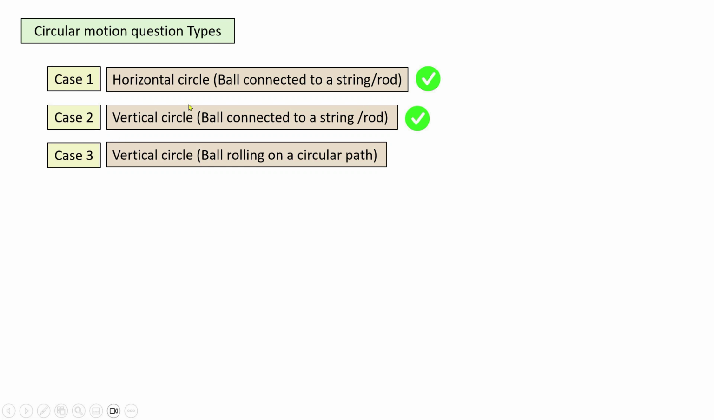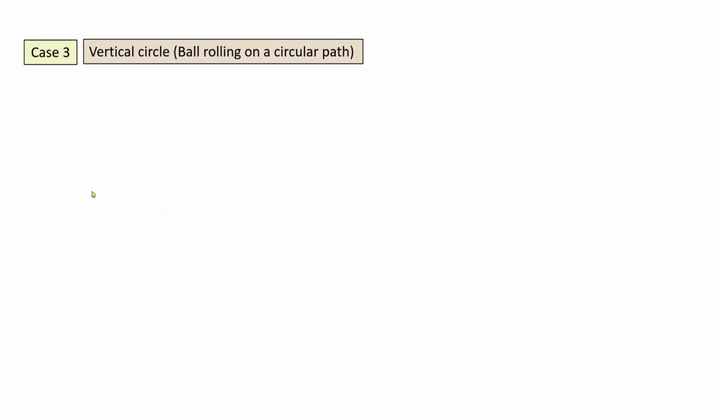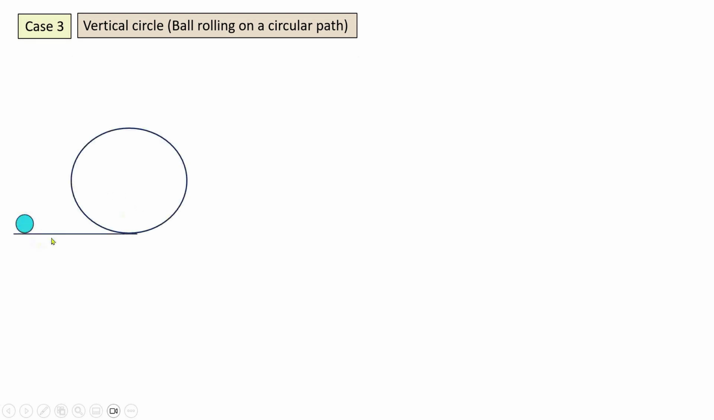So this was case 2, vertical circle, ball connected to a string or a rod. Case number 3 is vertical circle, but this time there will be a ball which is not connected to any string, but the ball is rolling on a circular path. So let me try to explain this with an example. So have a look. We have a ball which is currently over here on the left hand side. So it is traveling to the right hand side.